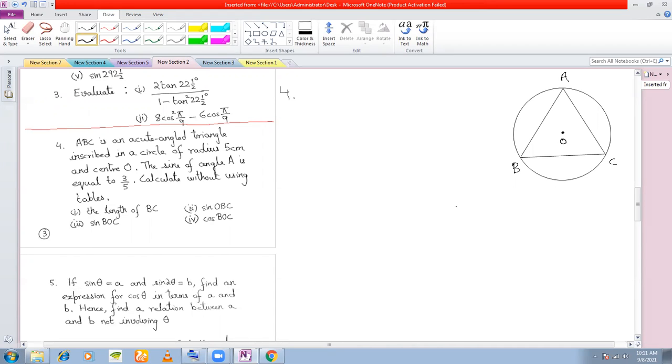Now, last year, I don't think I did circumcenters with you, right? Now, what is the circumcenter of a triangle? Circumcenter O is actually the circumcenter of this triangle. Because O is the center of the circle and the triangle is inscribed in this circle. Therefore, O is called the circumcenter of this triangle.